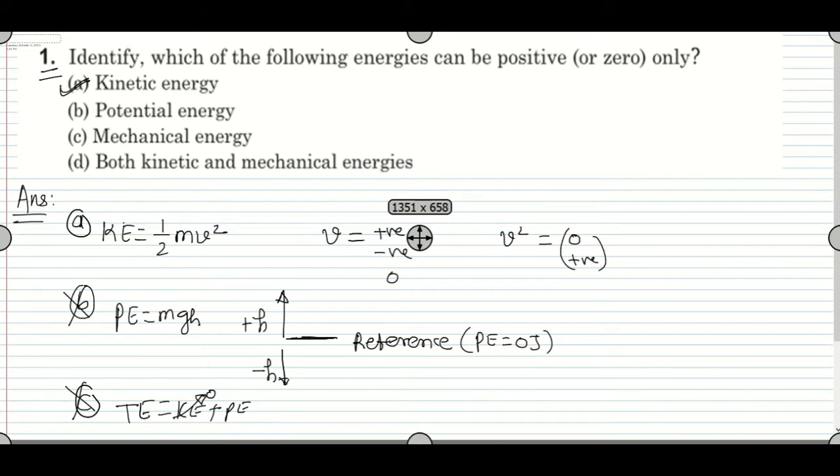What is the answer then? Only the kinetic energy has positive and zero values. So you have to remember. What about potential energy? It might be positive, negative, zero. Mechanical energy, positive, negative, zero. Both kinetic and mechanical energy, no. Kinetic possible, but mechanical not at all possible. So B, C, D are not at all possible.